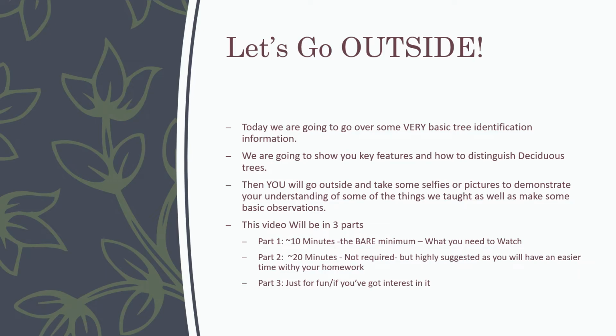Alright, so today we're going to go over some very basic tree identification. We're going to show you key features and how to distinguish deciduous trees. Deciduous trees are the kinds of trees that lose their leaves annually. Deciduous meaning tending to fall off, so that's indicating their leaves that fall off every year. We're not going to talk about evergreens. Evergreens are trees that keep their needles and stay green all year round. Examples of evergreens could be like pine trees, fir trees, spruce trees, trees you turn into Christmas trees, etc.